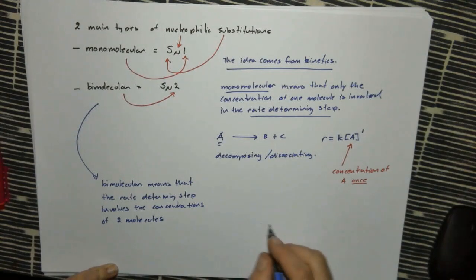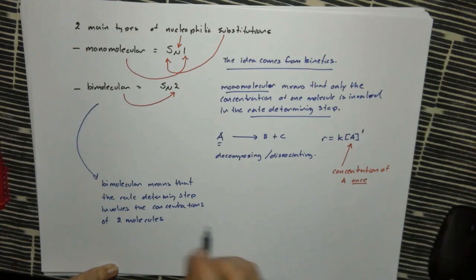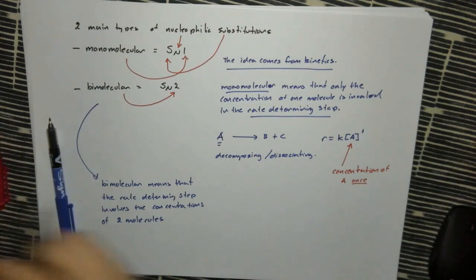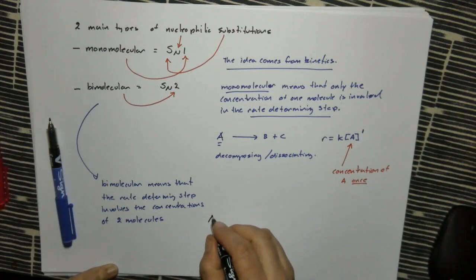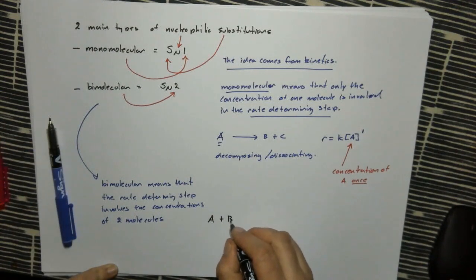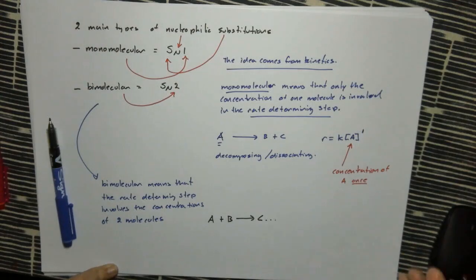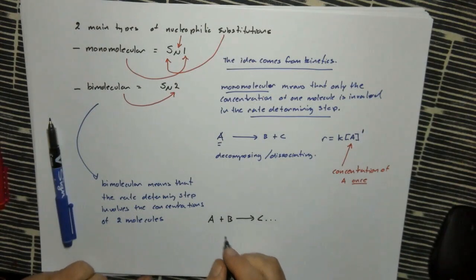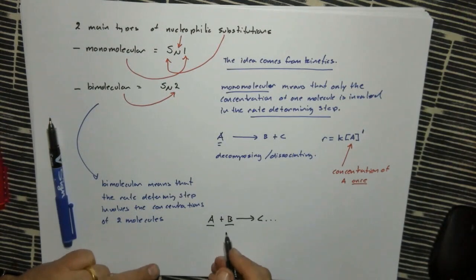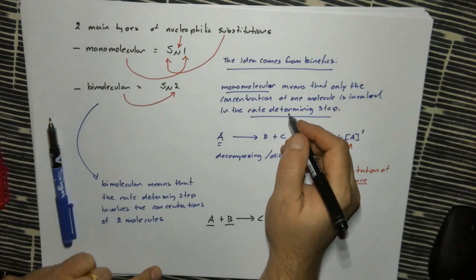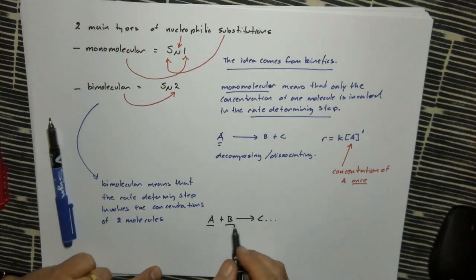So in this case then, if we make a distinction between this one, we say that, and I'll just write it in a little different color so we don't confuse these two, A plus B react to form C. You could add another one too. It could be dot, dot, dot, whatever. But the main thing is that A and B are colliding or reacting with each other in the rate determining step. So the slow step involves two molecules colliding with each other.